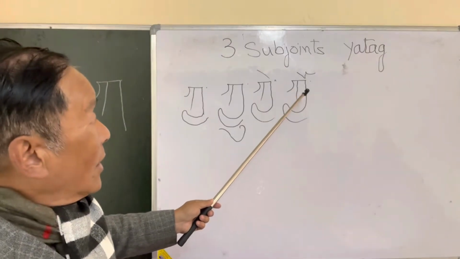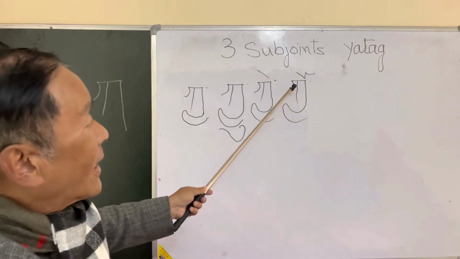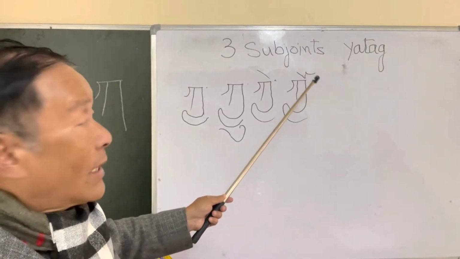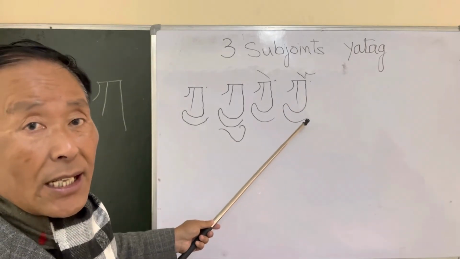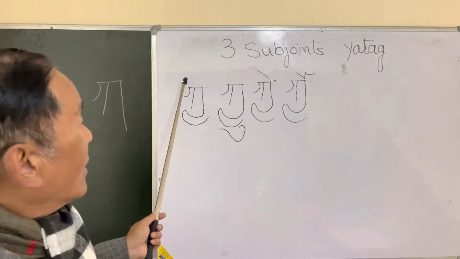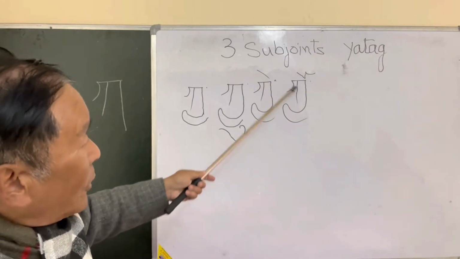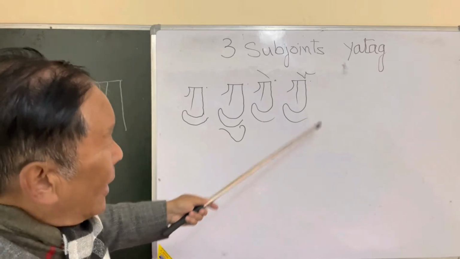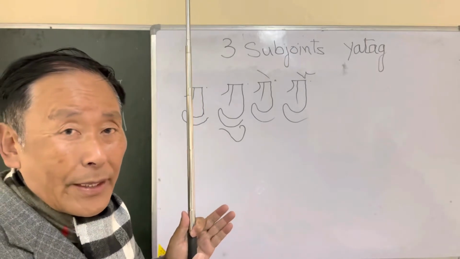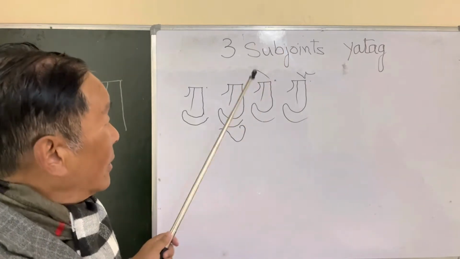Ka, we will leave the vowels first. We will start from the consonant. Ka, yatak, kya, kya, naru, kyo. If there is any vowel on top of the consonant, we will add it after we come to here. Ka, yata, kya, kya, dengbo, ke. This is a fixed rule with any consonant, with any subjoint.